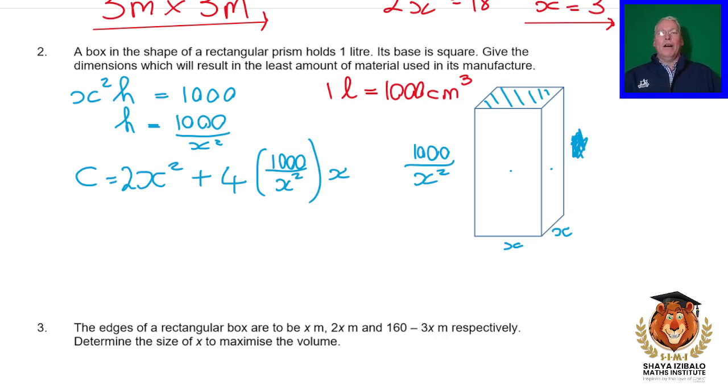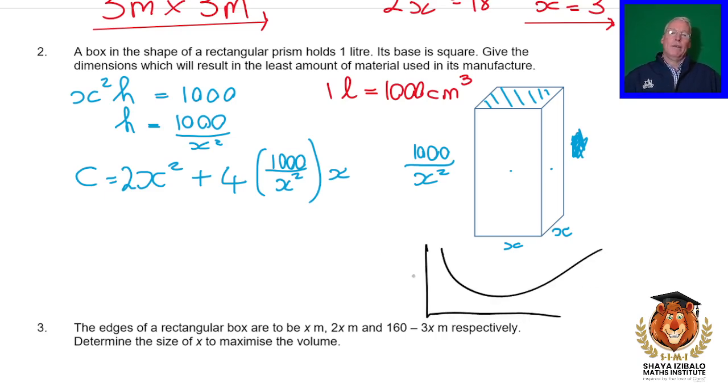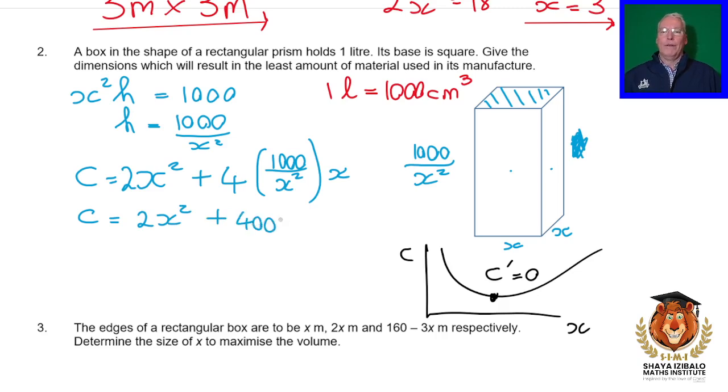If I pictured a graph, I don't know what it looks like, but suppose the graph looks something like this. This is x and this is cardboard. I want to be here. What do I know about here? I know that the gradient is 0. So we're going to try and differentiate this, but before we do that, we're just going to simplify it a little bit. We get 2x squared plus 4,000 over x. It's actually 4,000 x to the minus 1.